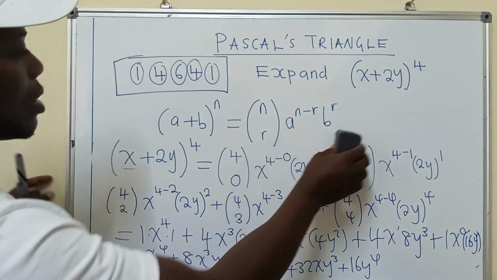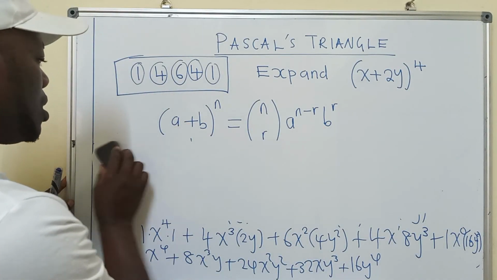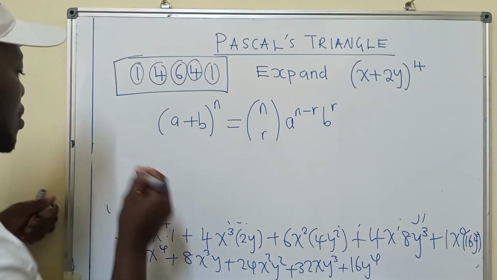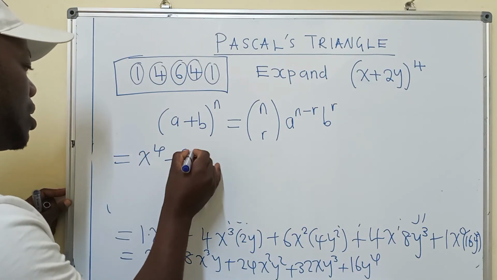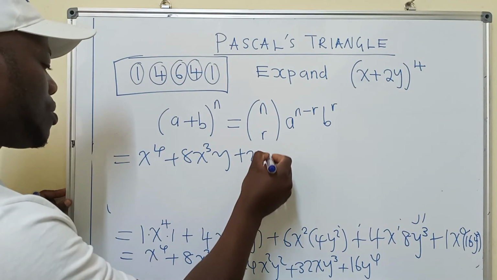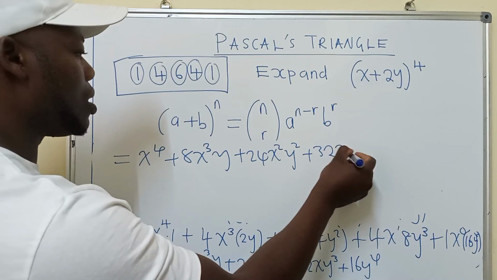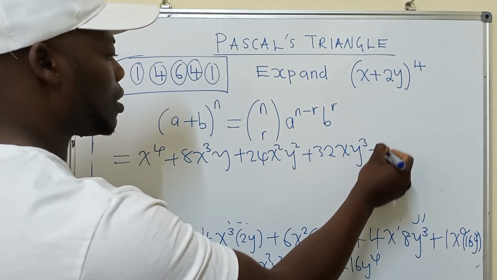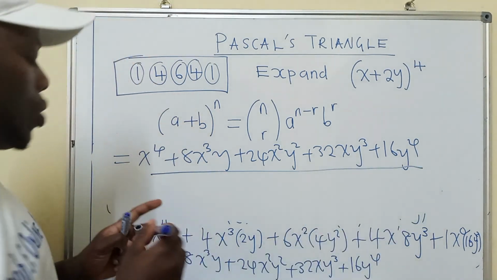Let me write it here so that we see nicely. So our final answer is x power 4 plus 8x power 3y plus 24x squared y squared plus 32x y power 3 plus 16y power 4. Our solution right there.